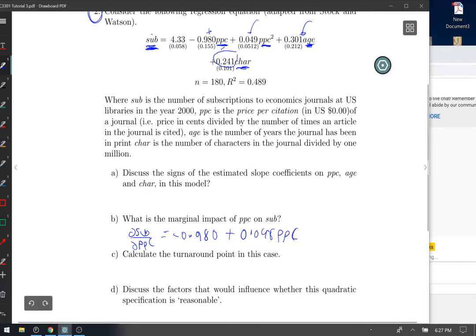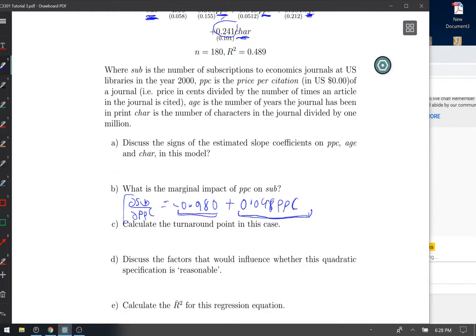This is just saying then that the effect of price per citation is increasing slightly with the price per citation. So it's negative at low values of PPC. I mean, you're not going to get a price per citation of naught, but you can see it's negative for small values of PPC, and as PPC increases, the marginal effect of PPC on subscriptions is increasing, or becoming less negative. So it's saying that an increase in price per citation is not reducing demand as much for those journals with a higher price per citation.